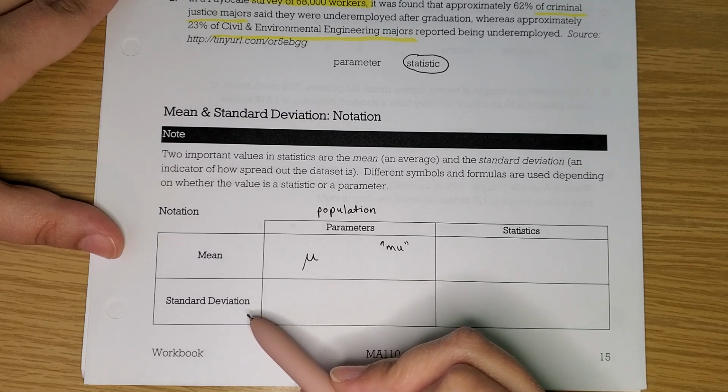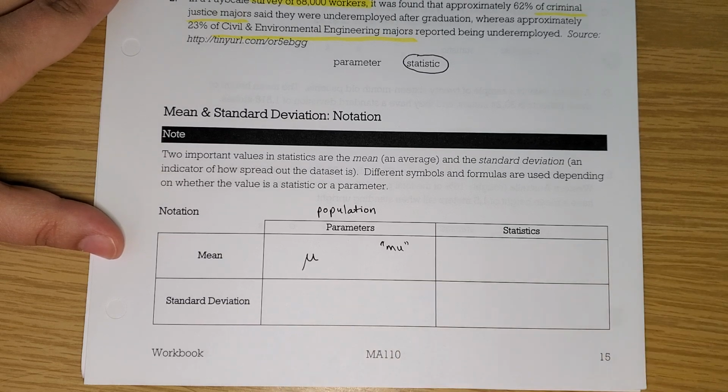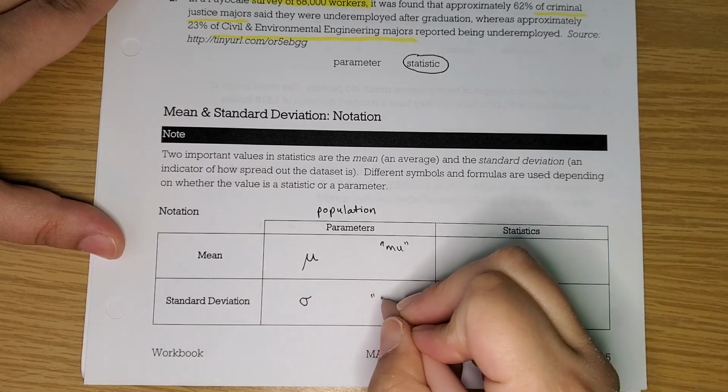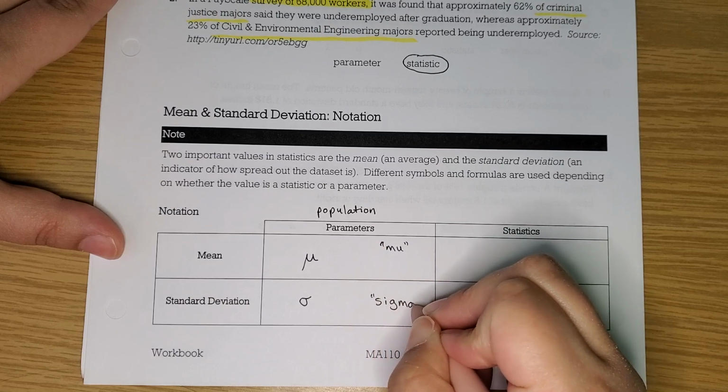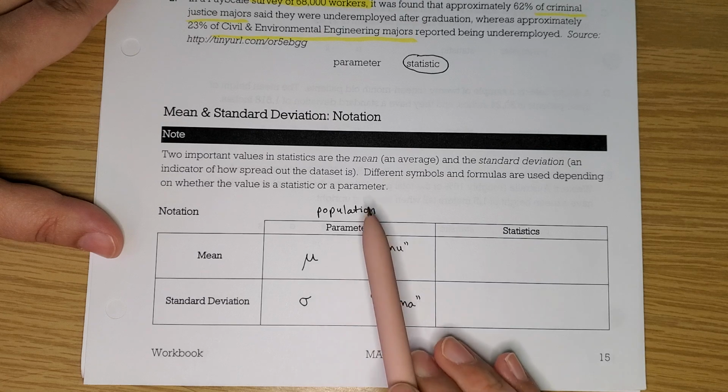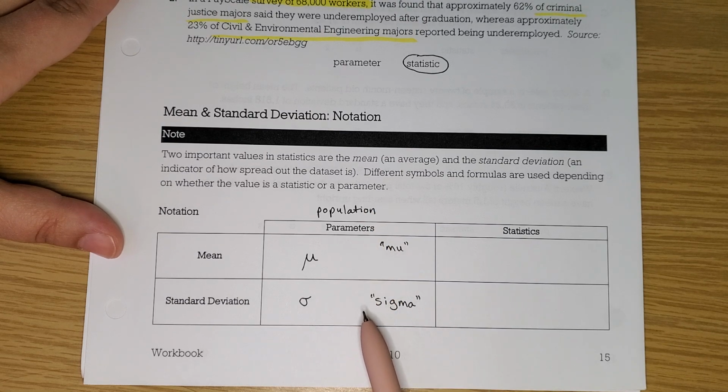For the population standard deviation, to tell us how far out the data gets spread, we're going to use the Greek letter sigma. And this is a lowercase sigma. There's also an uppercase sigma that we'll use a little bit later. So we have mu and we have sigma for population values.